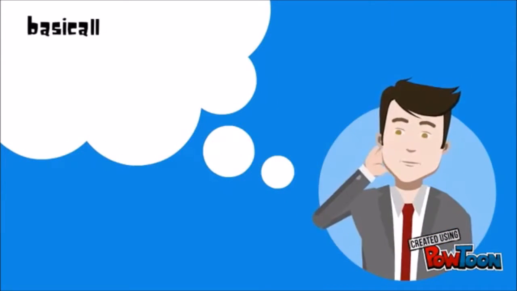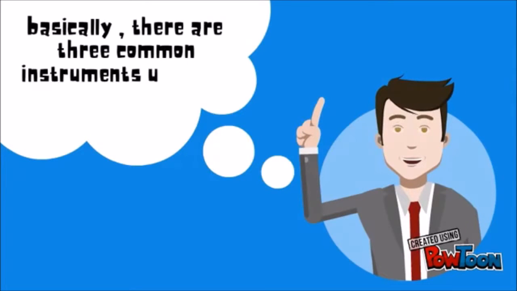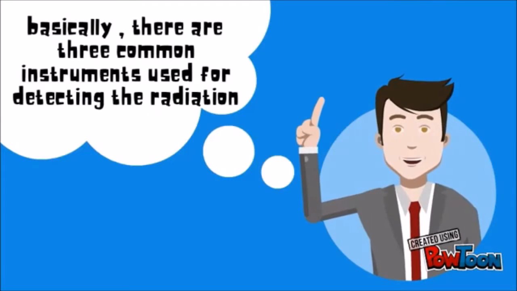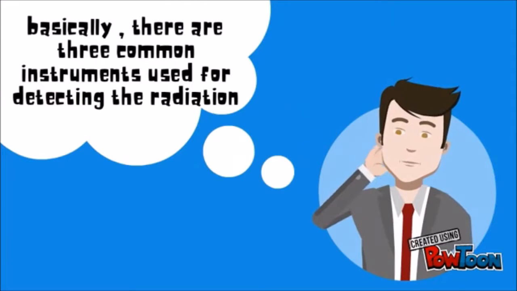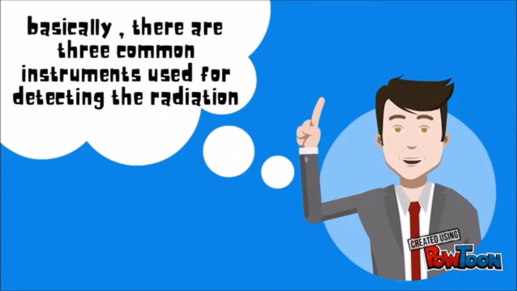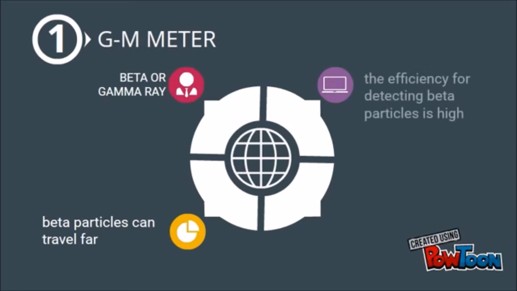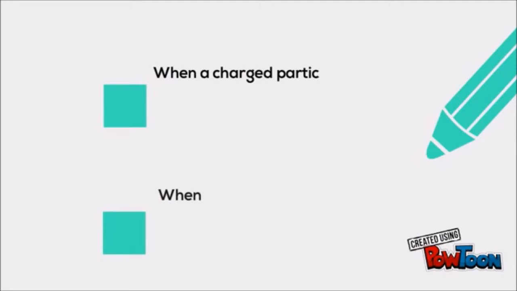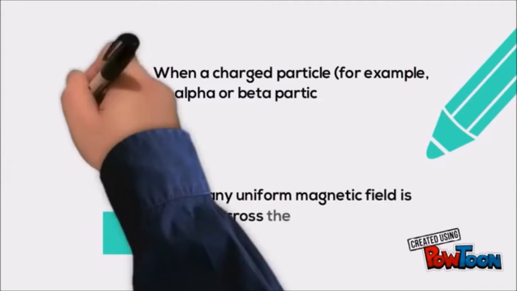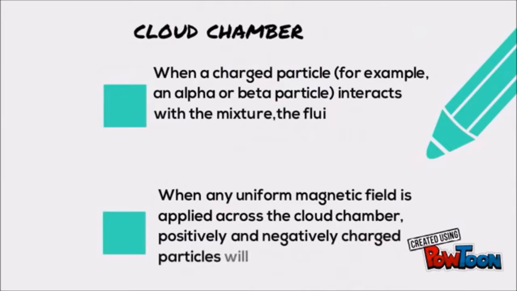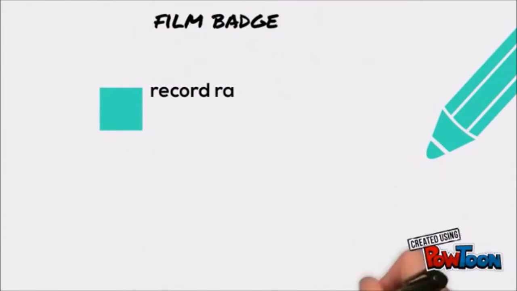Basically, there are three common devices used for the detection of radiation. For example, the GM survey meter, the cloud chamber, and also the film-based dosimeter or film badge. This is the GM meter. Next, the cloud chamber. Last but not least, the film badge.